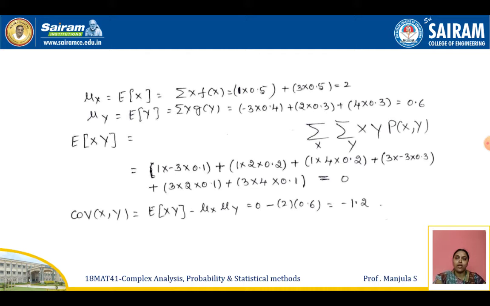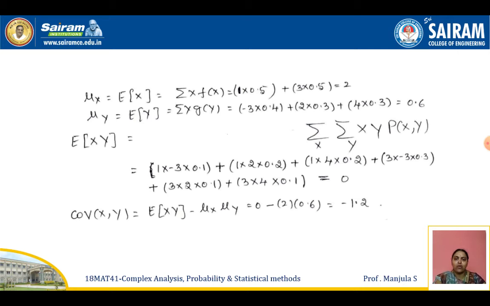Similarly, mu y, the expectation of y, is the summation of y into g of y. First we expand, then substitute the values, and we get 0.6. Similarly, the expectation of xy: the formula is the summation over x, summation over y, of xy times the probability of xy. First we expand and then substitute all values. On simplification we get the solution as 0.